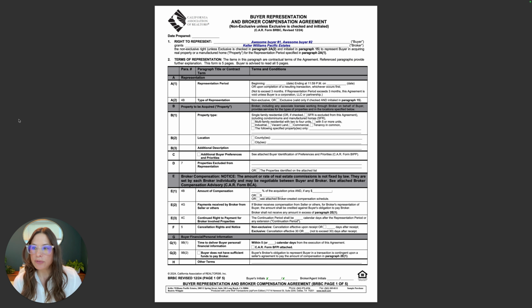So right over here, this states how long the period is. It's not to exceed 3 months. If 3 months happens and it expires, you do another one. Type of representation, non-exclusive or exclusive. We only do exclusive, and I'll explain why.